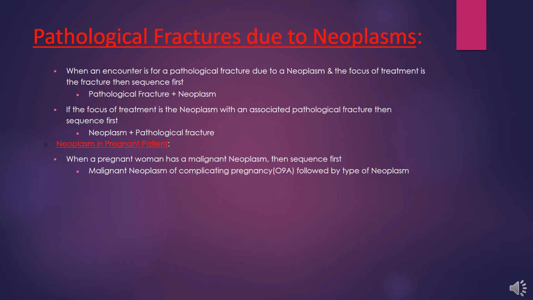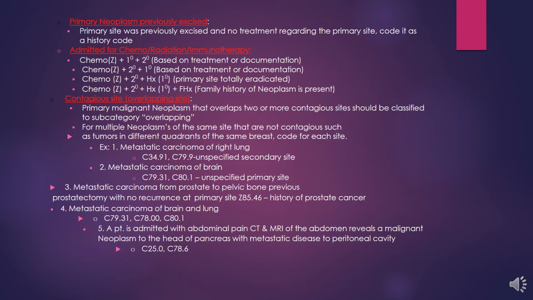Then the pathological fracture, then the neoplasm. Neoplasm in a pregnant patient: when a pregnant woman has a malignant neoplasm, then sequence first the malignant neoplasm complicating pregnancy, followed by the type of neoplasm. Primary neoplasm previously excised: the primary site was previously excised and there is no treatment regarding the primary site.